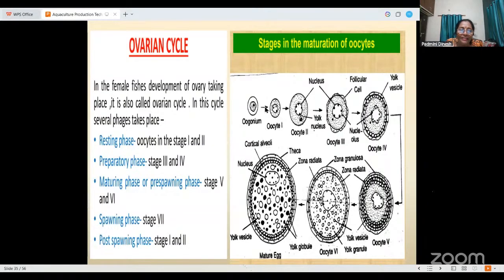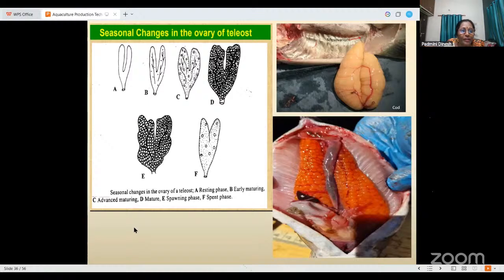And the ovarian cycle, again, resting phase. Stage 1 to 2 is the resting phase, where they are just multiplying in number. The preparatory phase is where yolk deposition occurs, and then the maturation phase, pre-spawning. So these are the zona granulosa and zona radiata covering the egg around them, and then they are released out during the spawning phase. These are the different shapes you can see over here: the immature or resting phase, early maturation phase, then advanced maturation, and complete maturation.